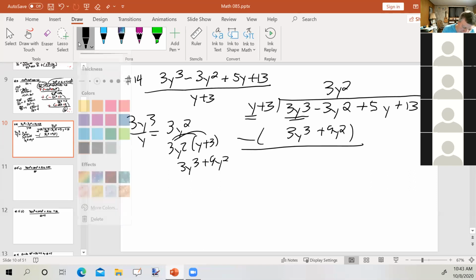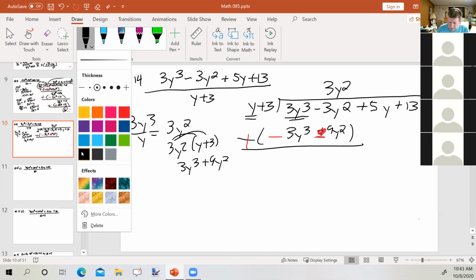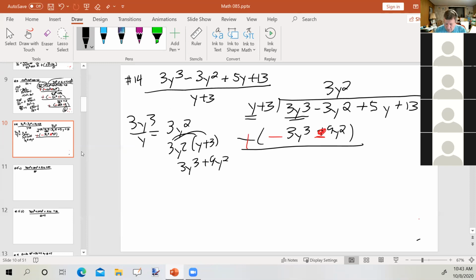We're going to subtract that quantity from what's up above, but we're going to change it to addition of the opposite, and then add up the columns. 3y cubed plus negative 3y cubed is 0y cubed. Negative 3y squared plus negative 9y squared is negative 12y squared. Bring down the next term and continue. Leading term inside divided by leading term outside. Negative 12y squared divided by y is negative 12y.